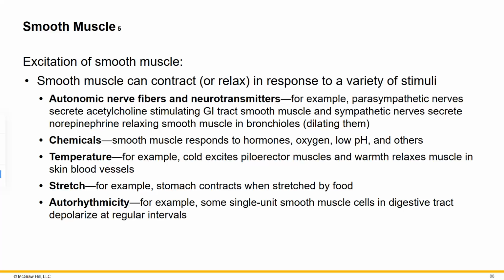Temperature: for example, cold excites piloerector muscles, and warmth relaxes muscle in skin and blood vessels. Stretch: for example, the stomach contracts when stretched by food. Autorhythmicity: for example, some single-unit smooth muscle cells in the digestive tract depolarize at regular intervals.